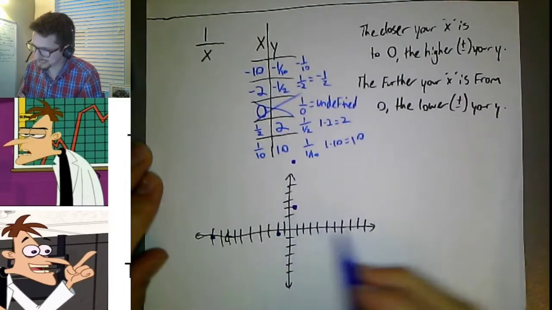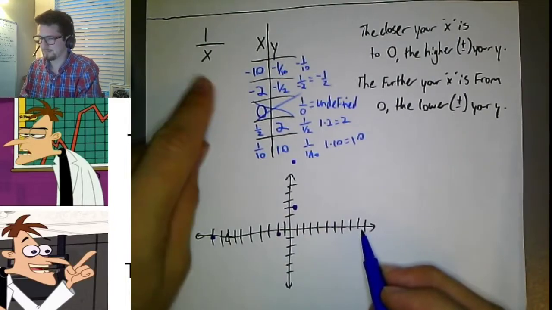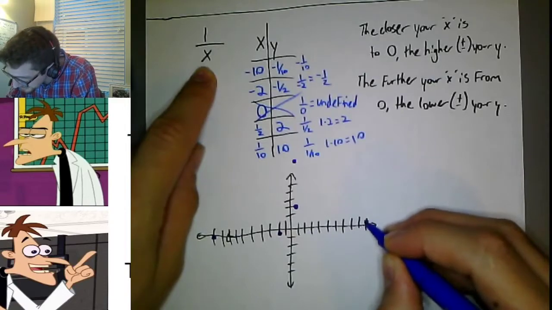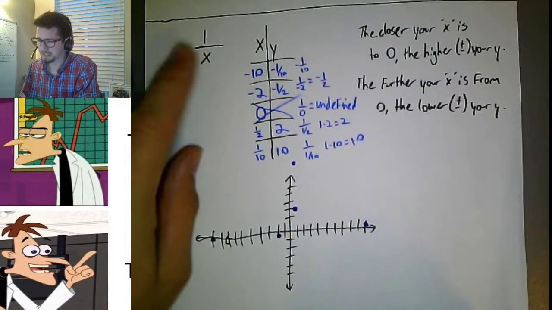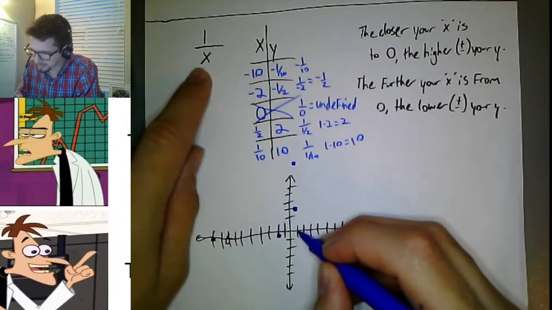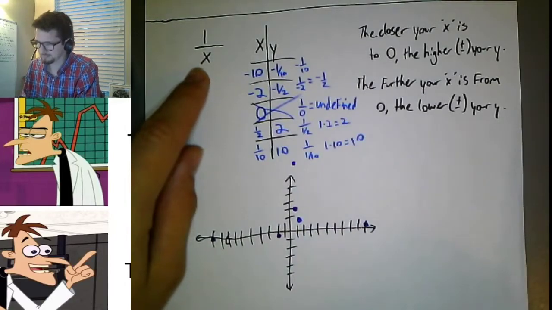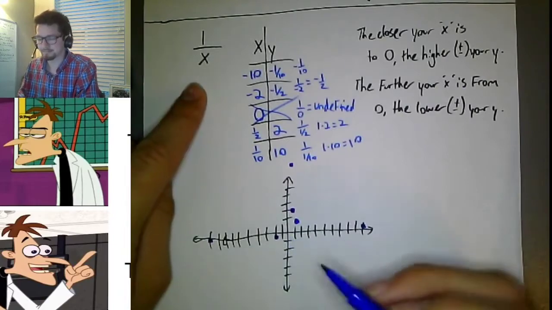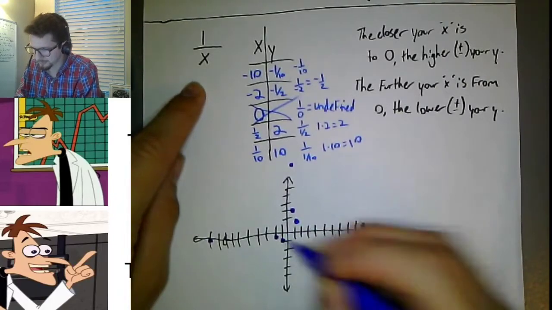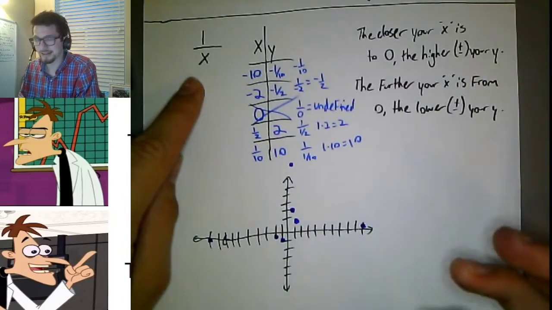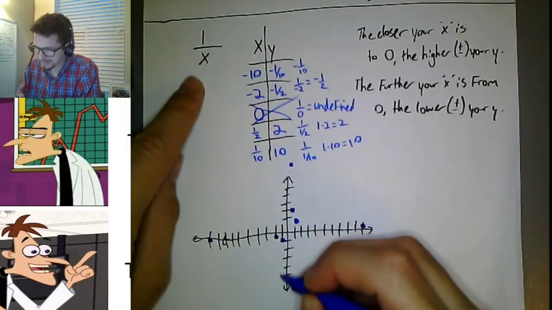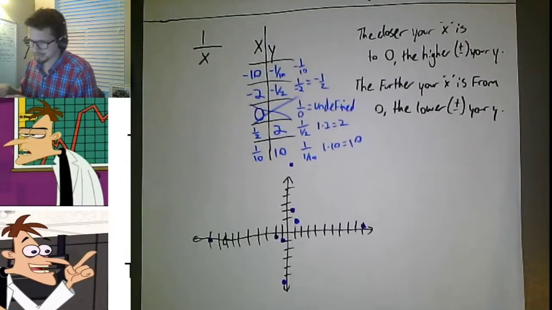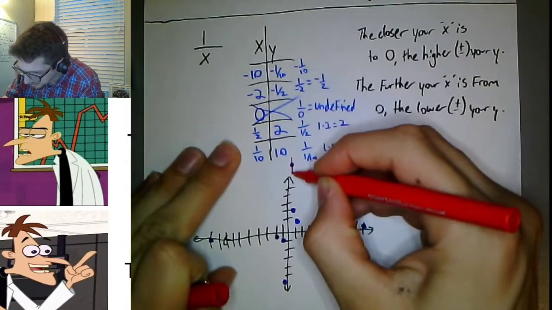So what happens if I plugged in positive 10? Then I'd end up with 1/10, right? So if I go over 10 and then up 1/10, I got a dot right there. What happens if I plug in 1? 1 over 1. I get 1, 1. Okay, this is more of a shape. What happens if I plug in -1? I get -1. What happens if I plug in -1/10? I get -10. So what you have here is a crazy shape that looks like this.